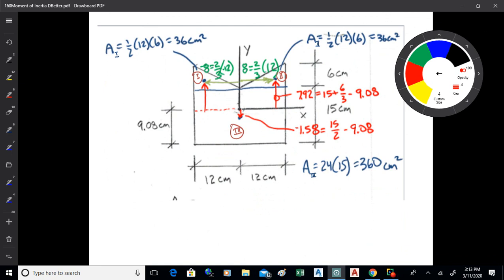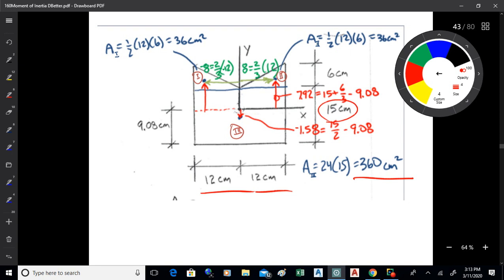Again, I like to get everything calculated up first, so I just plug it into a table. That's how I'm going to approach this after I've run those numbers. So I'm going to find the areas of the triangles. They've got bases of 12 and heights of 6, so 1/2 times 12 times 6 is 36. And then the area of that rectangle would be 24 by 15, which is 360 centimeters squared.